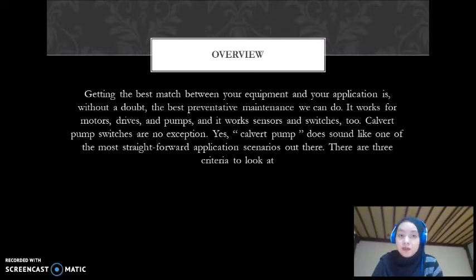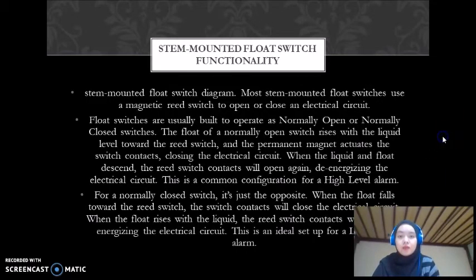Yes, a culvert pump does sound like one of the most straightforward application scenarios out there. There are three criteria to look at. The first one, float switch functionality. Float switch diagram. Most stem switches use a magnetic reed switch to open or close an electric circuit.